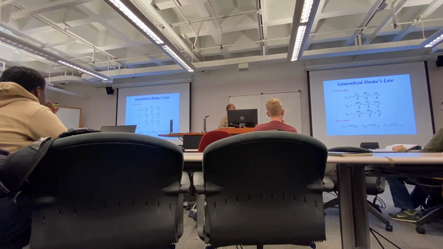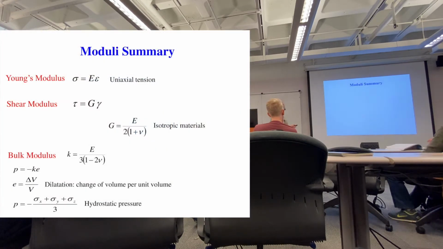So regarding moduli, to recap this part: Young's modulus, sigma equals E epsilon, for uniaxial tension. Shear modulus, tau equals G gamma, where G equals E over 2(1 plus mu). So knowing two of the three, E, mu and G, you can get the third through this relation. For isotropic materials, bulk modulus K equals E over 3(1 minus 2 mu).